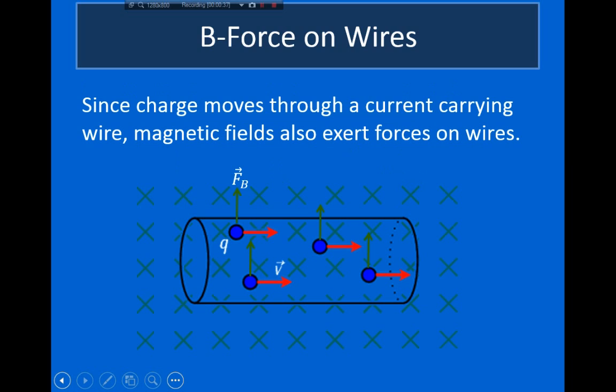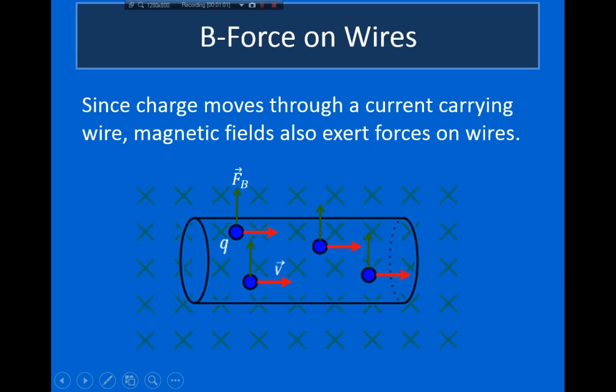Now, hopefully this makes sense that if a magnetic field exerts forces on moving charges, then a magnetic field should also exert a force on a current-carrying wire, since the current that flows through a wire is really just made up of a whole bunch of charges that are moving through this wire. So here, for example, I have these positively charged particles that are moving towards the right. So let's just review the right-hand rule here.